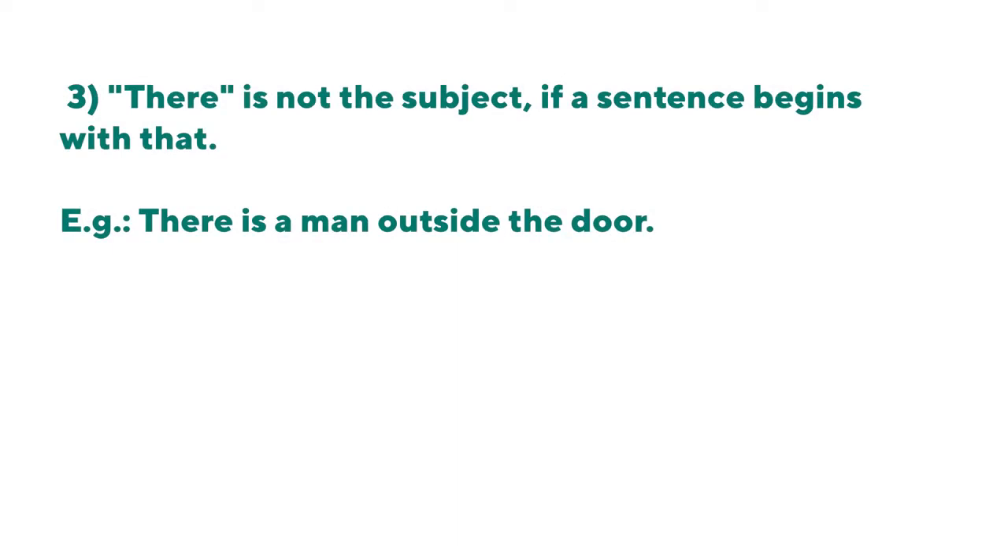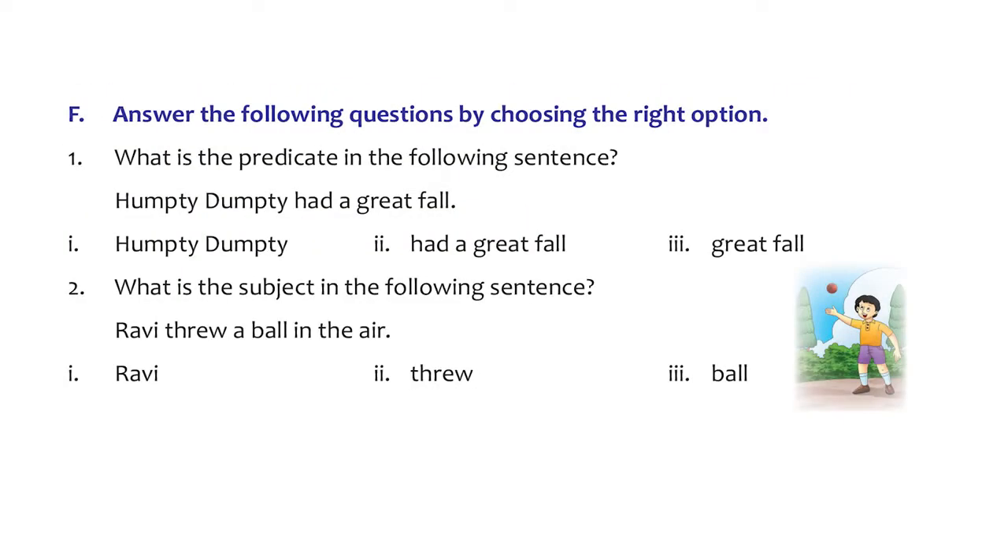Sentences beginning with there are often confusing. Always remember that there is not a subject. There is a man outside the door. Here, man is a subject, not there. There is also an exercise that's given to practice what we just learned.